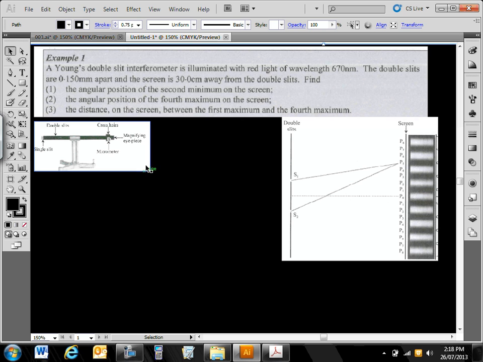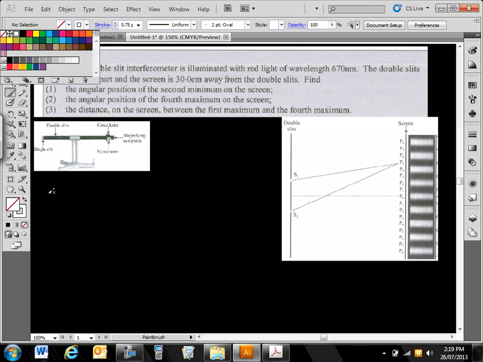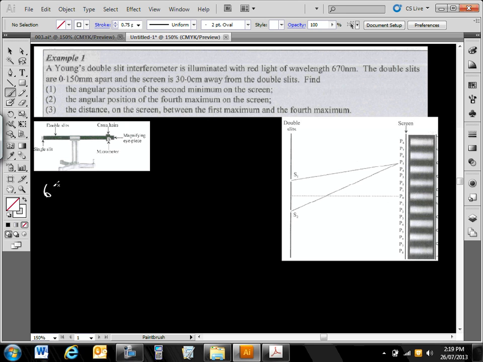And so I'll just give you some information. Most people would get this right. 670 nanometers. How do we write that? In scientific notation, we can change. 670 by 10 to the minus 9 meters is 670 nanometers.